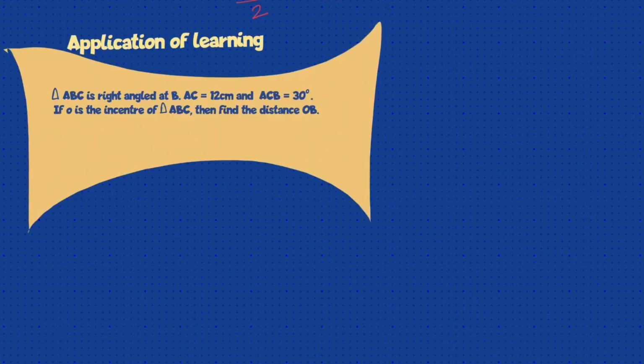Let's apply all that we have learned to one last problem that we can see on this part of the page. So what is being said? Triangle ABC is right angled at B. AC is 12, angle ACB is 30.